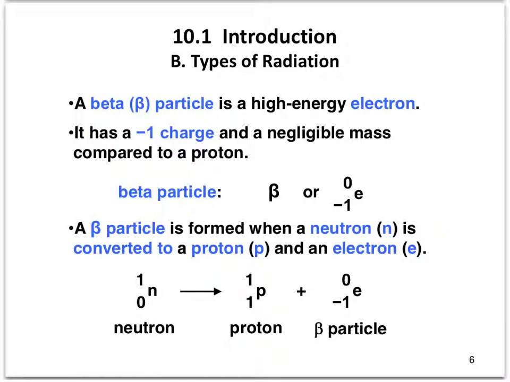Beta particles are high energy electrons. They have no mass, but they do have a charge. We symbolize a beta as an e with a 0 mass number and a -1 atomic number. This, as we will see, is useful for balancing nuclear equations. Beta particles are formed when a neutron decomposes to a proton and the beta particle, or the electron.